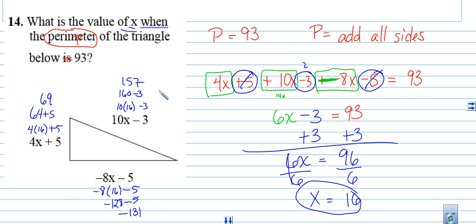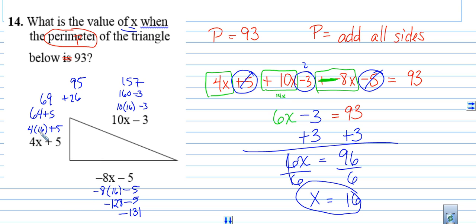Now you add all that up to see if you get 93. Well, 157 minus 131 is 26. So then we're going to take 69 and add 26 to it. Is it 26? Yeah. Okay. Maybe I didn't do that right. And so I got 95. Let's see what I did wrong here.